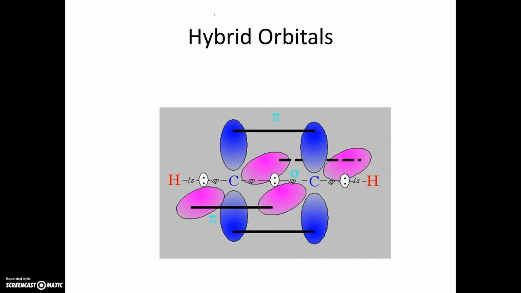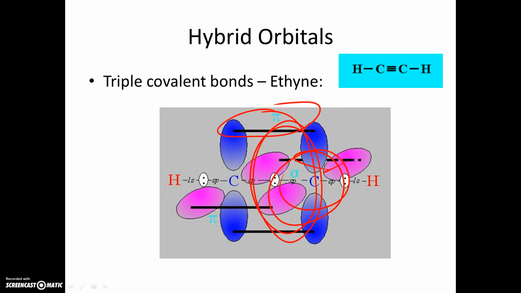So if you had to draw what it would look like, you've got one pi bond that zips around, and then you've got the other pi bond that zips around, and they're trying to show them all at once, which makes it very confusing. But that would be our ethyne, or the triple bond.